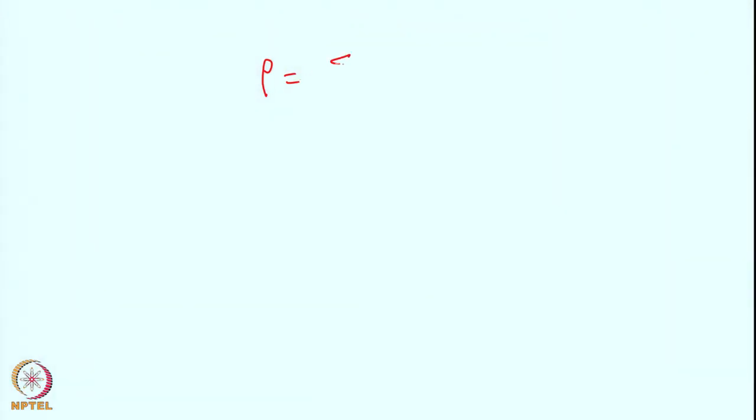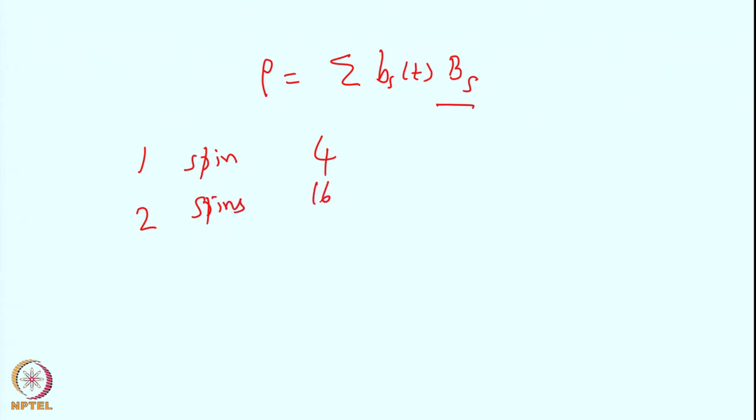So we have been discussing the product operator formalism of the density operator, which we wrote like this: summation b_s(t) B_s. And then we looked at the various basis operators. For one spin we had a set of 4 basis operators. For 2 spins the number of basis operators is 16. For 3 spins the number is 64. This is 4 to the power of the number of spins: 4 to the power 1, 4 to the power 2, 4 to the power 3.